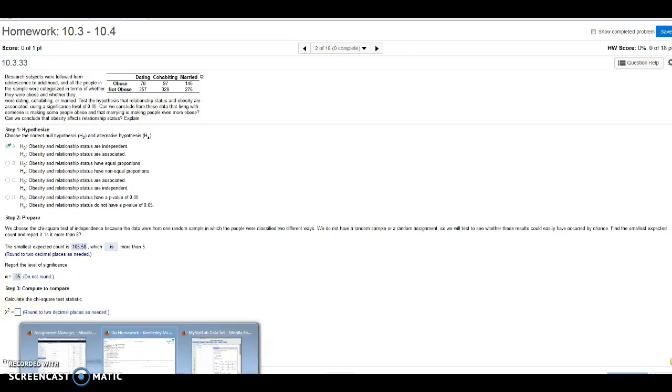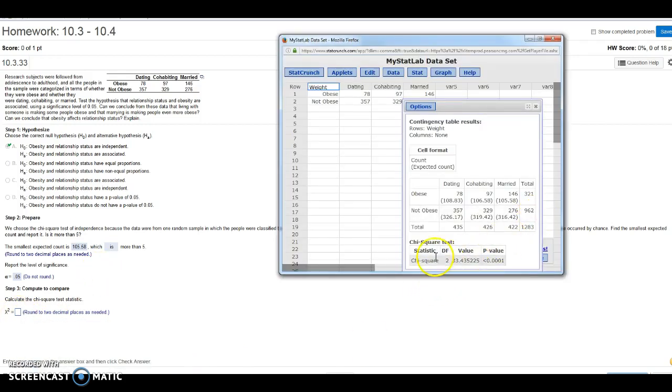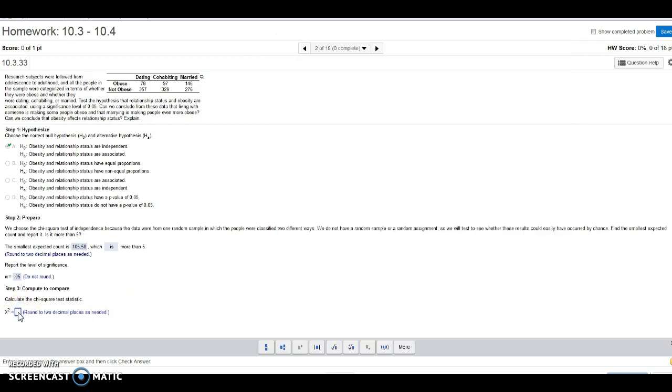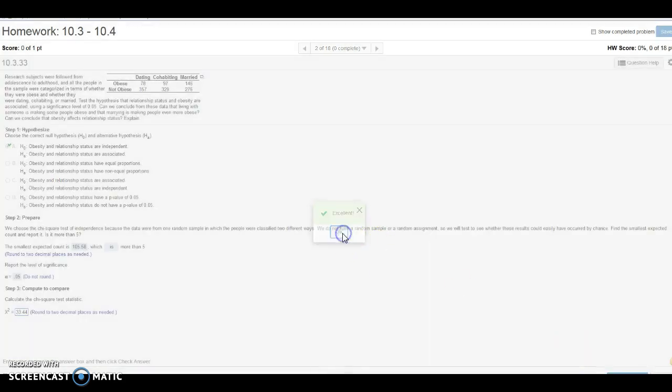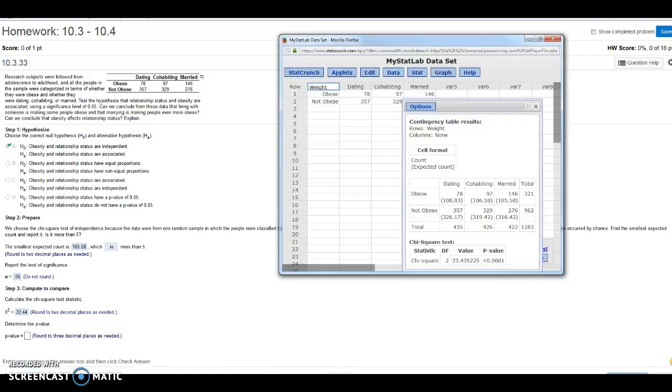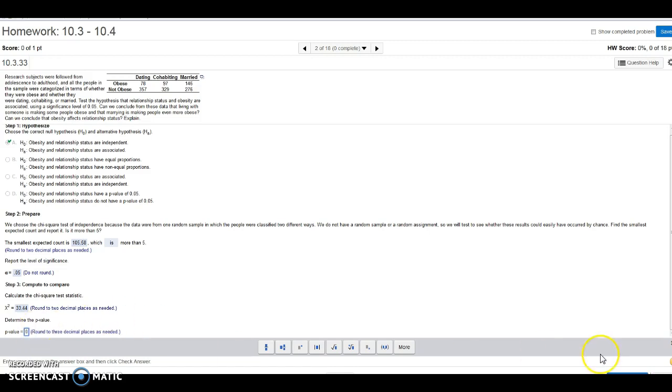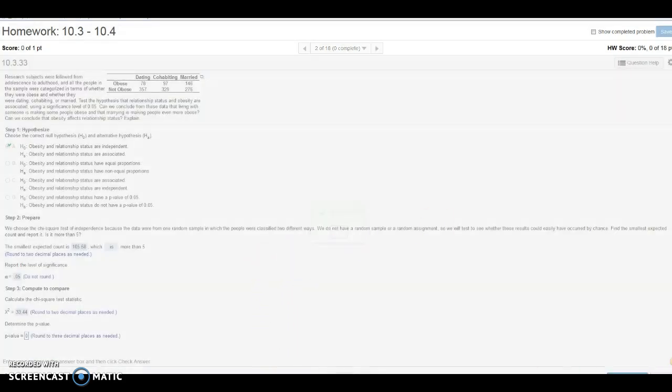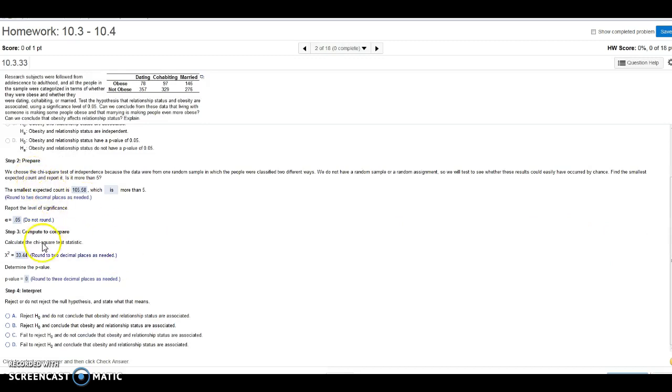I need the chi-square test statistic, which should be up here. Let's see. My chi-square test statistic is going to be 33.44. I get that right here. And then it wants my p-value, and my p-value is 0. It's so small, it's less than 4 decimal places, less than 0.0001. So if I round to 3 places, that's going to be 0. That's so small, it really doesn't depend on what my alpha is. That will be smaller than alpha, so I will reject the null hypothesis.